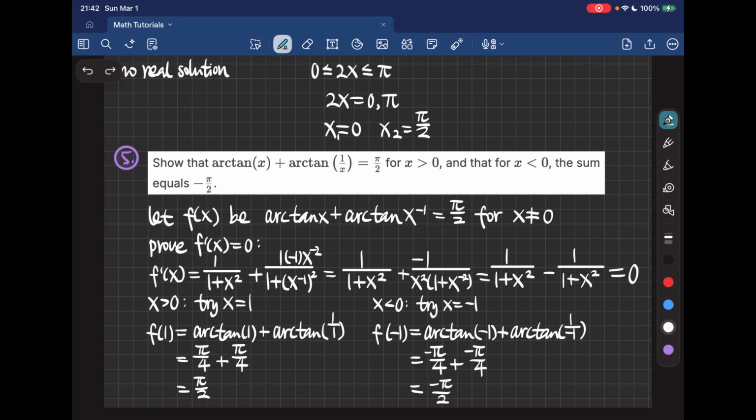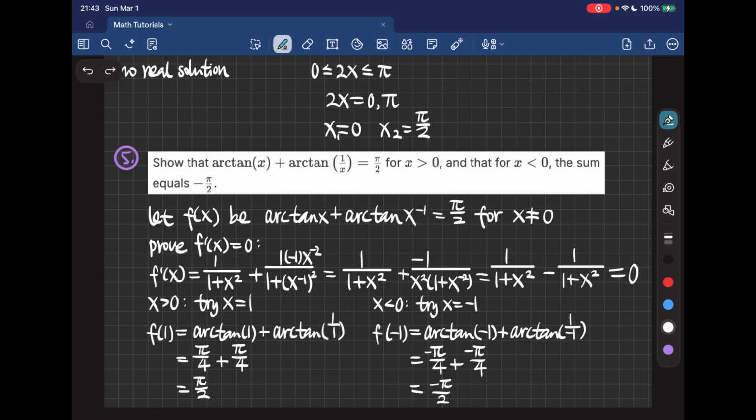Here is another question that involves some calculus, and that's not the only way to show what the question wants you to show, but calculus is a really clean way to solve this. So you want to show that arctan x plus arctan 1 over x equals pi over 2 for x greater than 0, and for x smaller than 0, the sum equals the negative value of that.